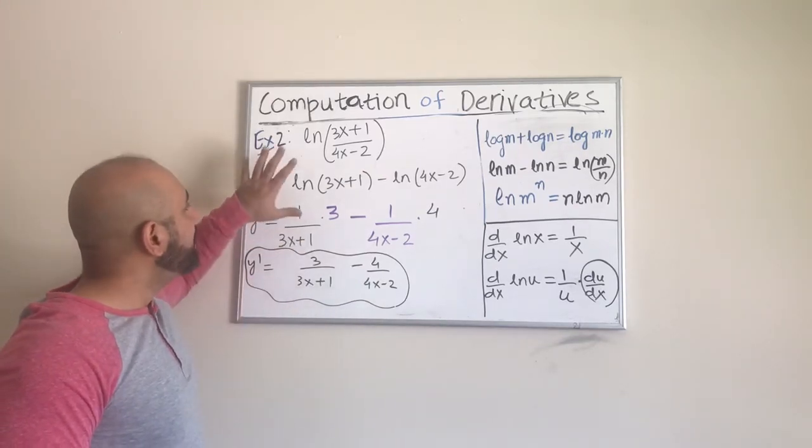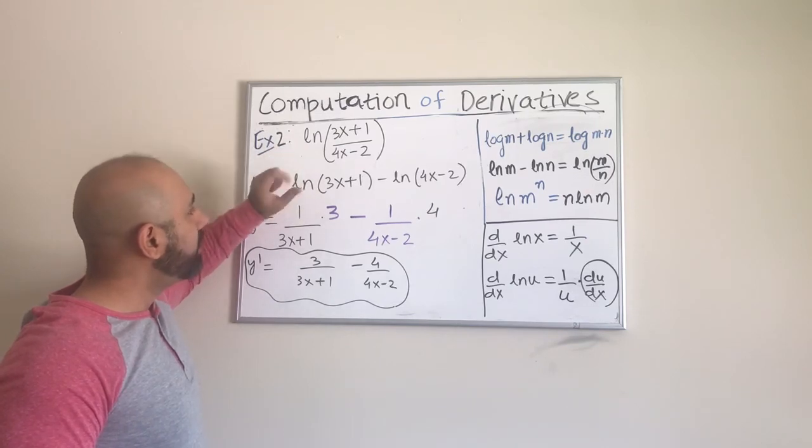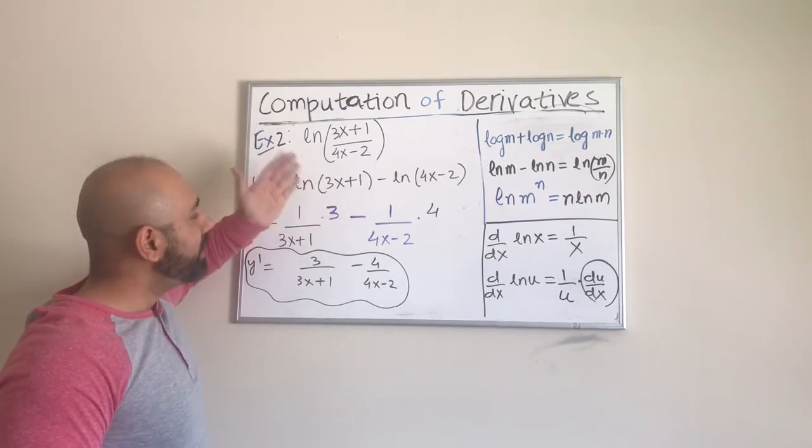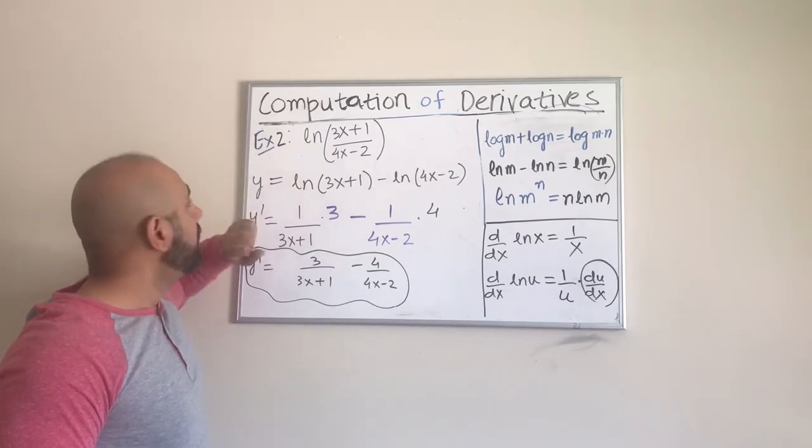So guys, you can see that this is a log function. It's a quotient here. So one can use the property, and then it becomes easier for us to write the final derivative of the function. Guys, example 2 is done.